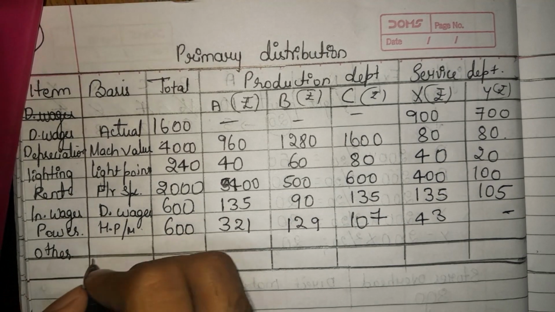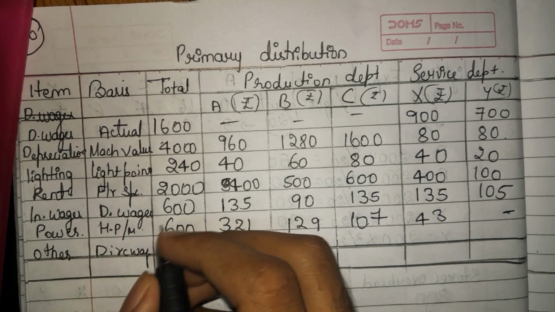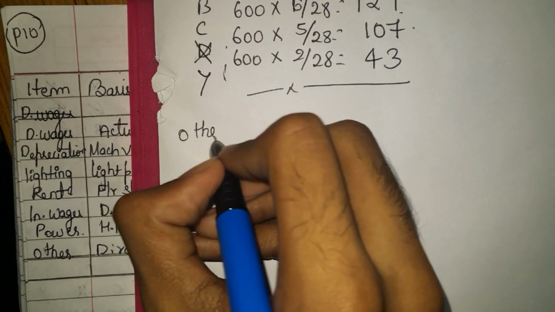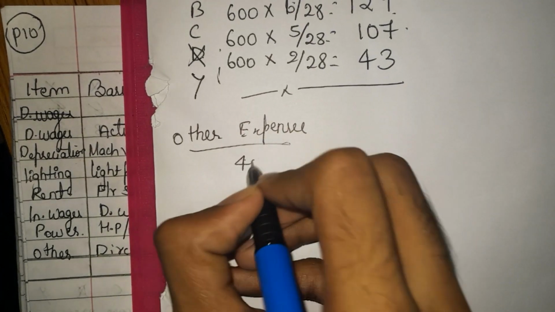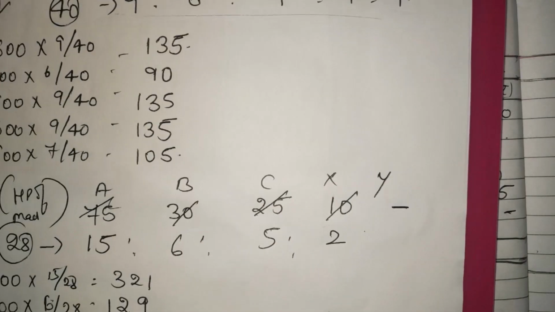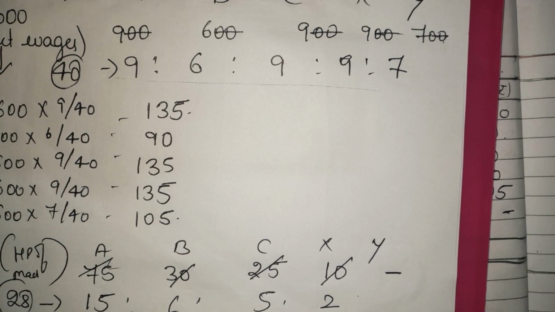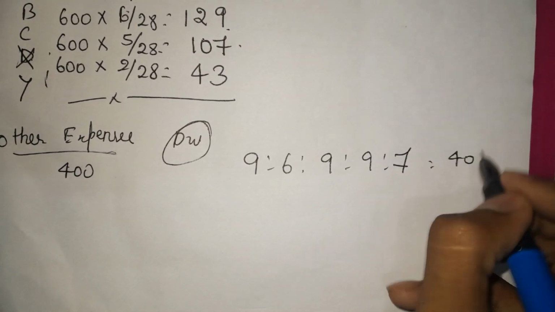So the other expenses will be on the direct wages ratio. The other expenses are 4,000 rupees. So here we are having other expenses 4,000. This is in the direct wages ratio. Here we know direct wage ratio, it is 9 is to 6 is to 9 is to 9 is to 7. So in this ratio only we need to do. If you add everything, it will be 40.